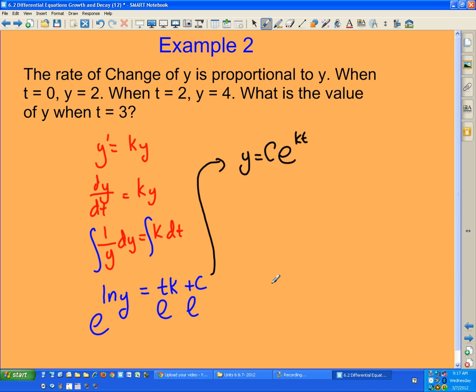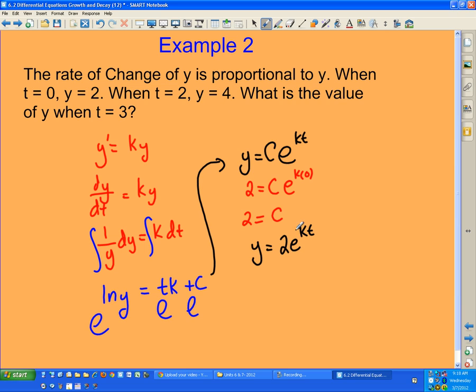They told us that when t is 0, y is 2. So if t is 0, I could plug that in and say 2 equals c e to the k times 0. k times 0 is 0, e to the 0 power is 1, so we know that c is 2. Then we can plug that into the equation, and y will equal 2 e to the k t. It also says when t is 2 and y is 4, and then we know some more information that can help us find k.